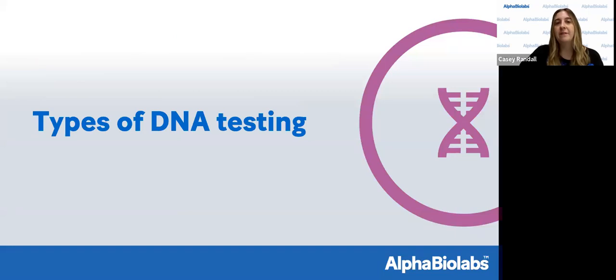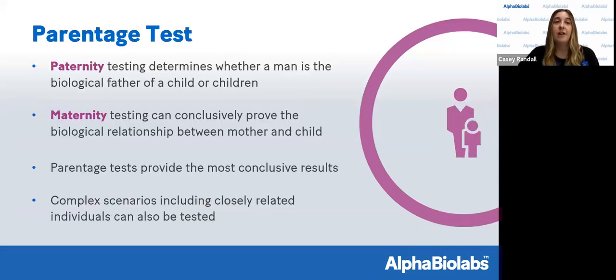So what are the types of DNA tests that we can offer? First of all, there are the parentage tests. These are direct paternity and maternity tests to show whether a man or a woman is the true biological parent of a child. These tests are great. They provide the most conclusive results, and they're very straightforward because the alleged parent should share 50% of their DNA with that child. We can also do complex scenarios.